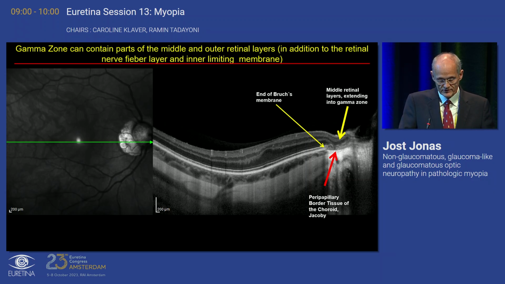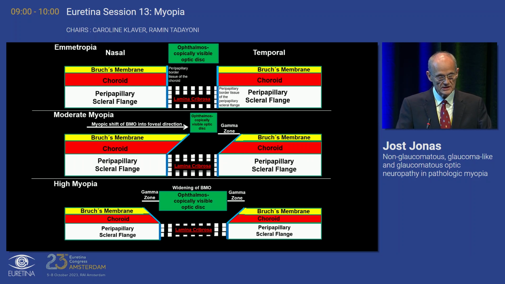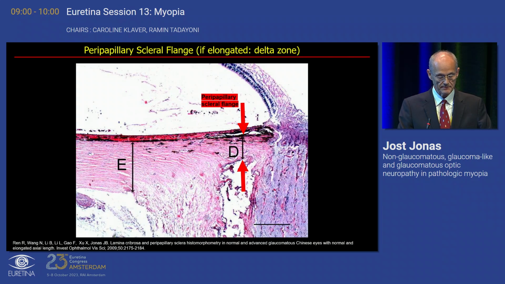Also, in favor of the notion of a shift of Bruch's membrane is that the deep retinal layers overhang into gamma zone. In highly myopic eyes now, one has a circular gamma zone, which may be explained by enlargement of Bruch's membrane opening, so that gamma zone is present also on the nasal part.